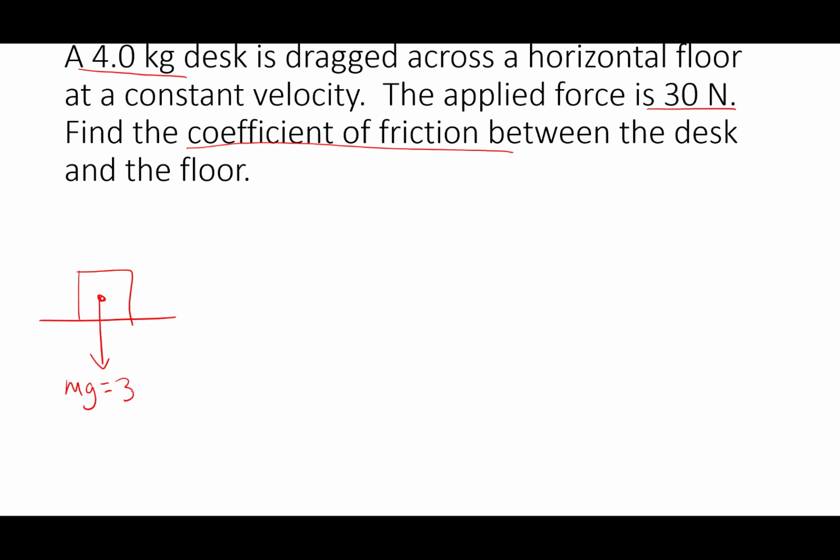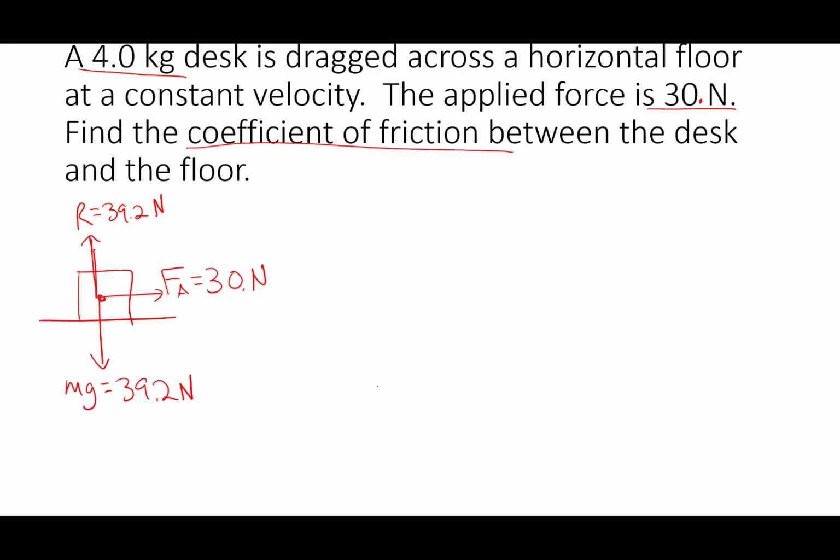Gives me 39.2 newtons. There's an upward force, the normal force, or the normal reaction force. I'm going to call it R. And it's a constant velocity, so I know R is equal to 39.2 newtons. The forward force, the applied force, is given as 30 newtons. Should be 2 sig figs, really.